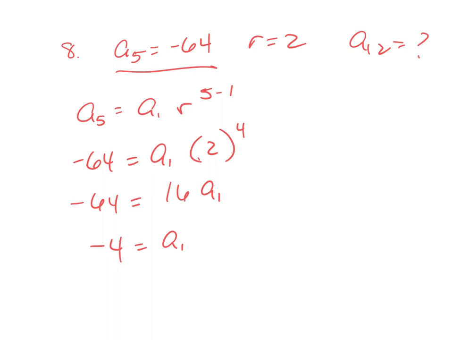So if we have A1, then we switch over and we're finding A12. A12 equals A1 times 2 to the 11, 12 minus 1. And I think it's the same answer as the other guy is the answer.